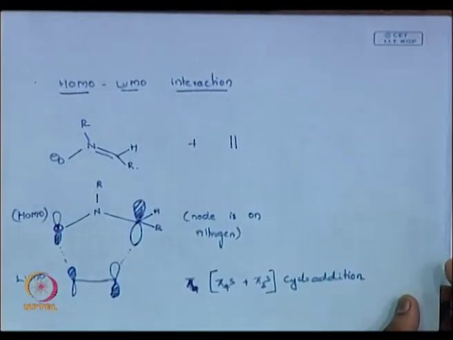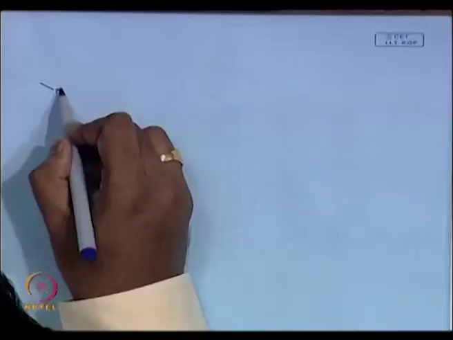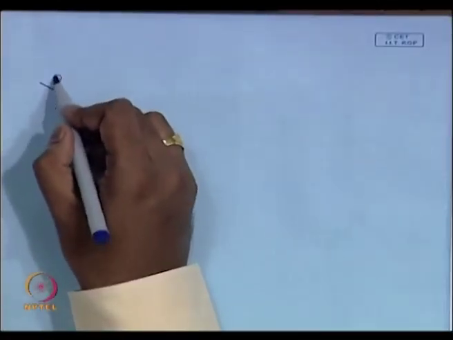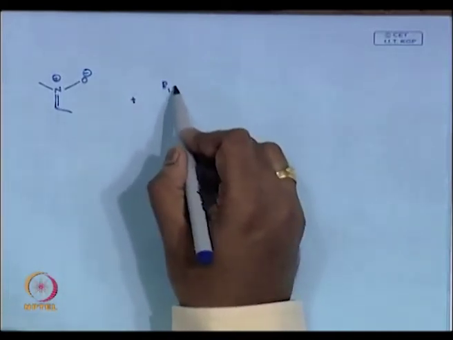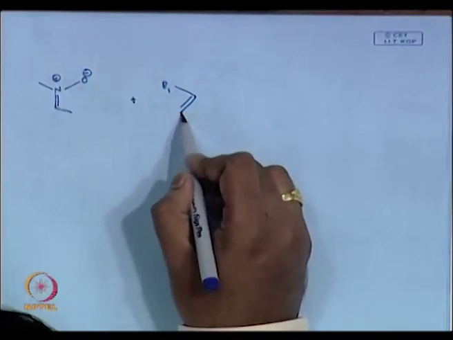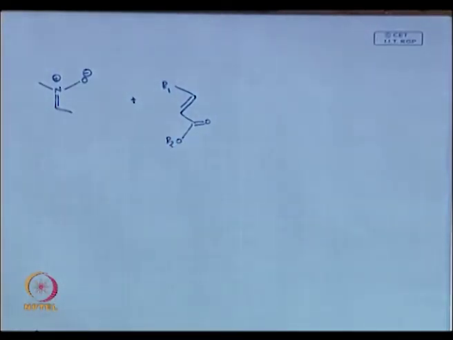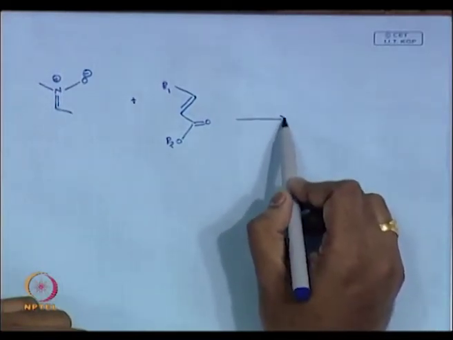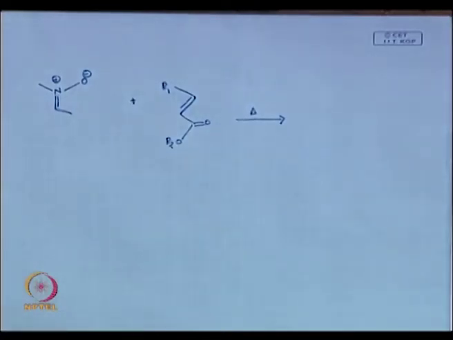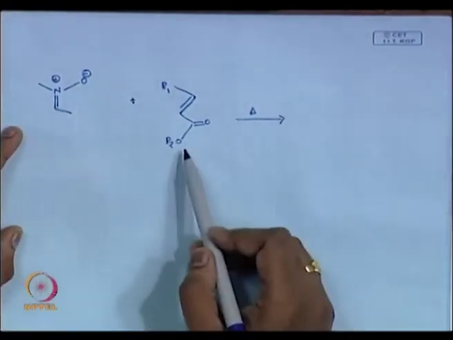Now we will see the reactions, how it goes. For example, I take a nitrone and treat it with a system like this. You have two systems like this. Now you just heat it, thermally activate it. So what product do you get? This will be your 1,3-dipole, and this is your dipolarophile.